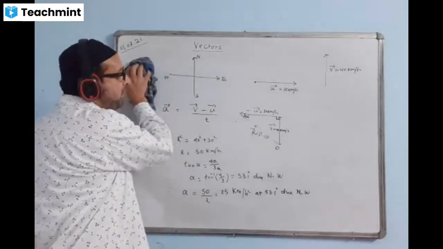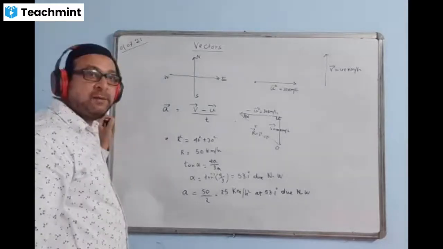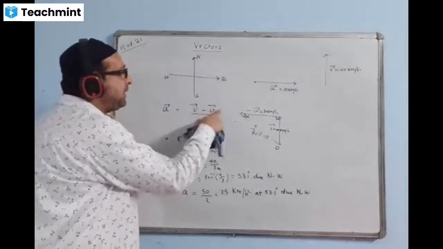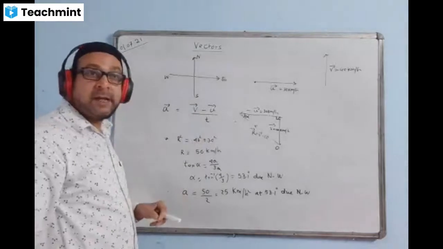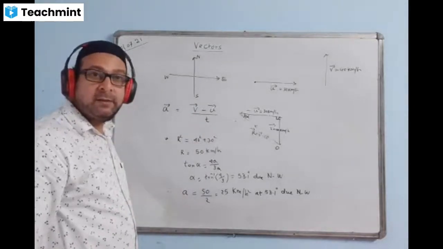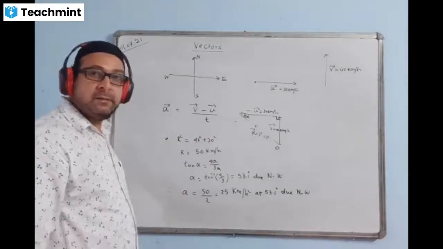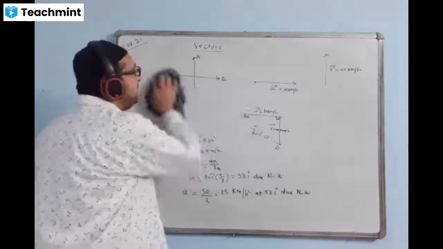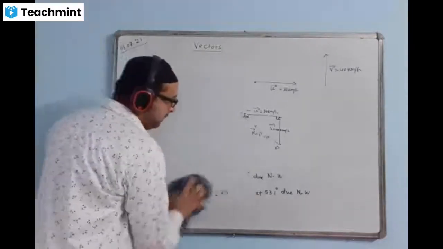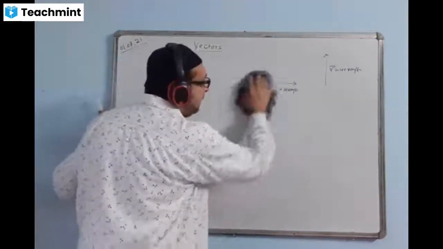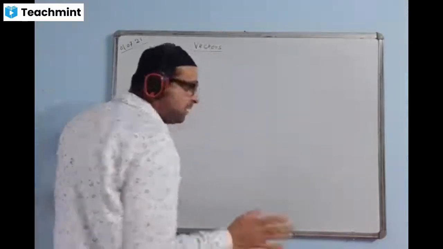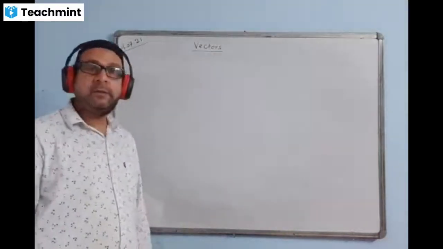Understood? How we are finding the acceleration? V minus U. I am making use of the minus method, where we are subtracting the vector U from the vector V. That means subtraction will not take place simply. It depends upon the angle, because angle between U and V, two vectors, is 90 degree, perpendicular.